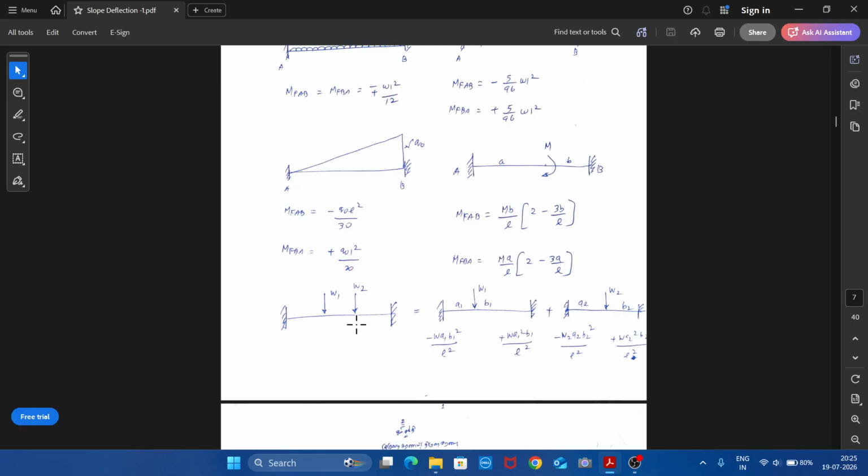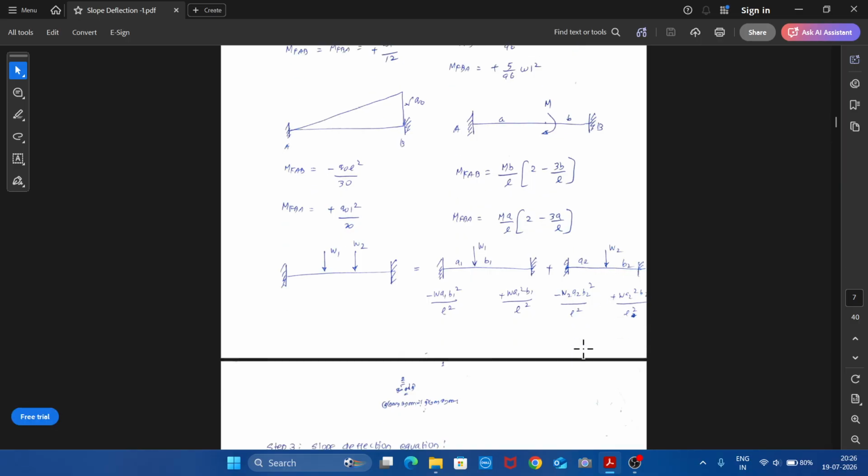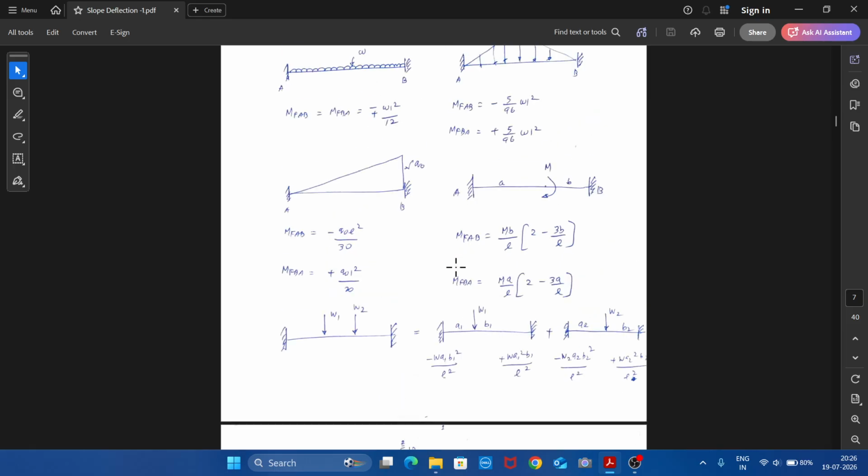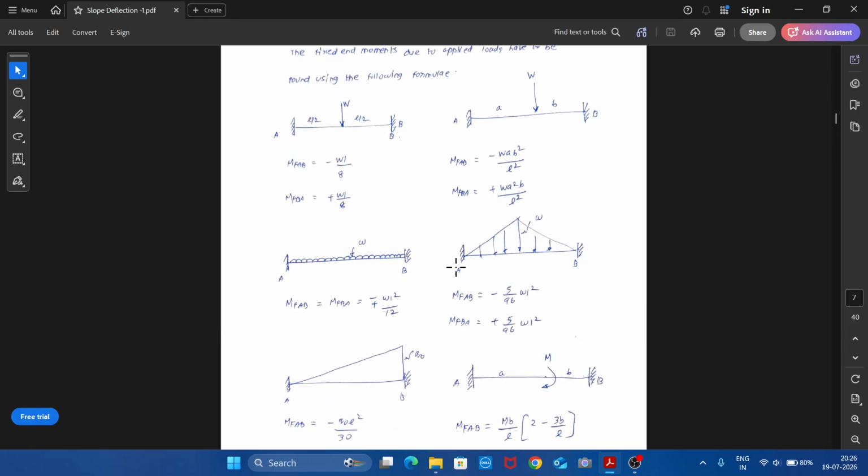And in case you have 2 point loads, then we can separate like this as W1 A1 B1, W2 A2 B2. So when you have a non-central point load, we know that the left hand moment will be minus W1 A1 B1 squared by L squared. Right hand moment will be W1 A1 squared B1 by L squared. Here minus W2 A2 B2 squared by L squared. This side W2 A2 squared B2 by L squared. So likewise you can find the fixed moment due to any given loading of the continuous beam.